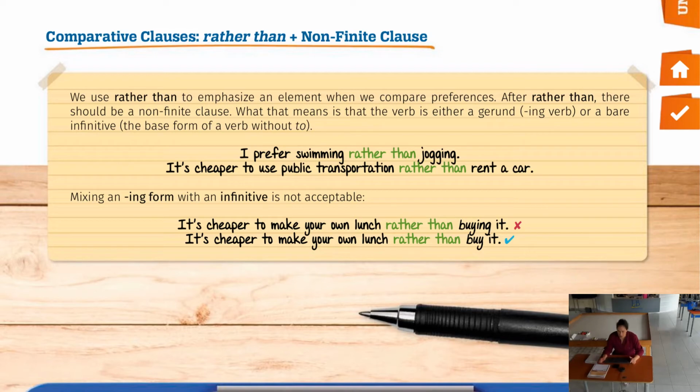Look at the example, right? So it is cheaper to make your own lunch rather than buying it? No, because you started with the infinitive, to make. So you have to use the infinitive, right? It's cheaper to make your own lunch rather than buy it. Okay, easy cheesy with the examples.